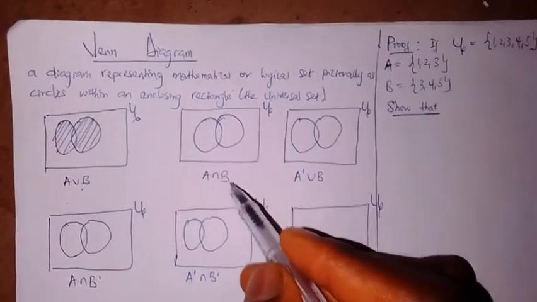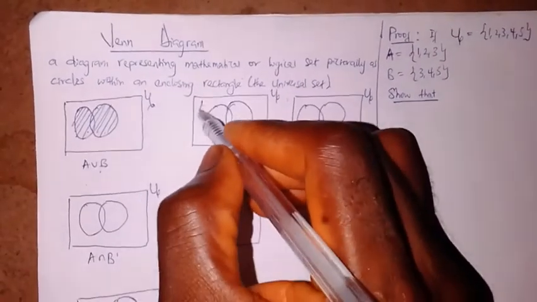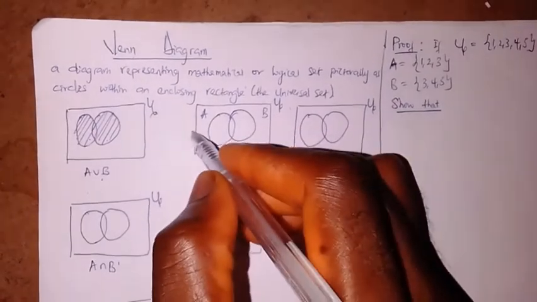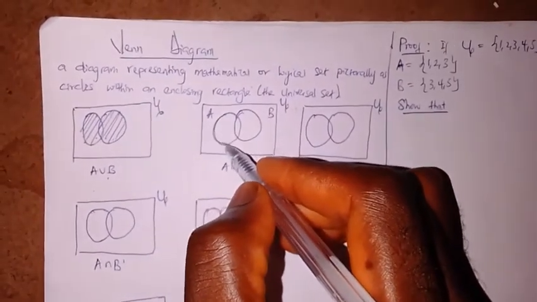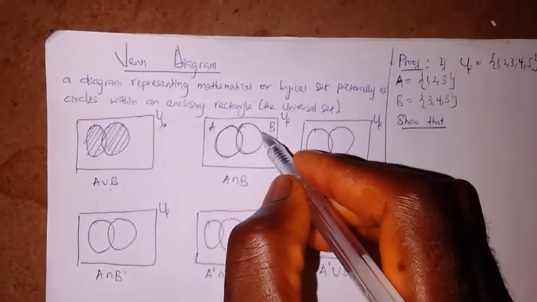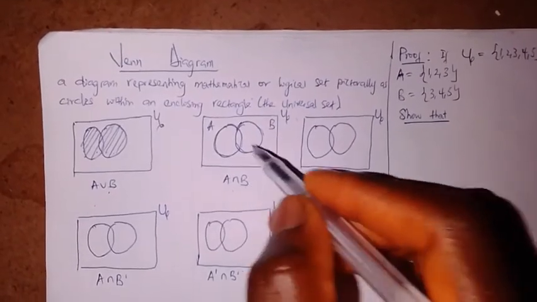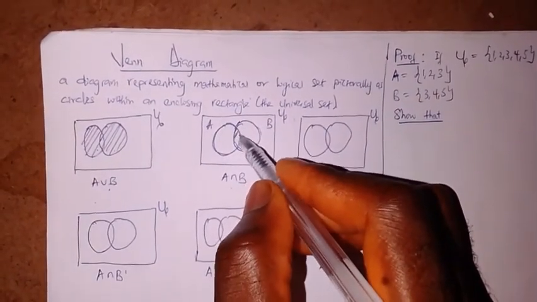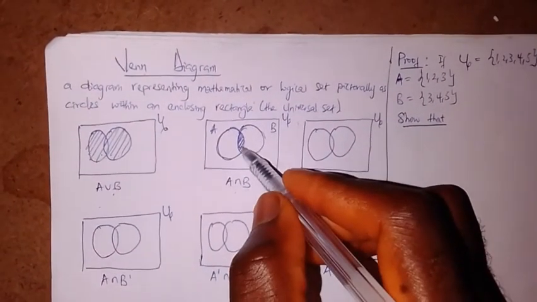Okay, so now A intersection B means what? Picking what is common to both A and B. Now, just note, this first circle is my A, the second circle is my B. So automatically it means that everything from here to here represents A, and everything from here to here represents B. In which case, A intersection B now becomes this, because intersection means what is common to both A and B, which is only this.